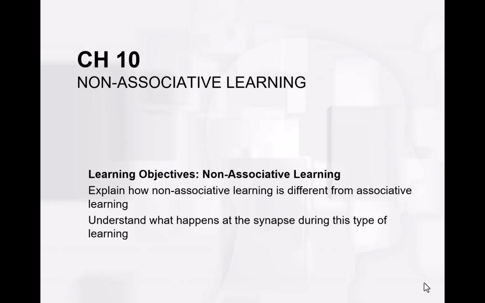We also want to understand what's happening at the synapse during this type of learning, because what we'll see in subsequent videos, when we start talking about long-term potentiation, is that there are some similarities between what's happening in non-associative learning at the synapse and what we're going to see in long-term potentiation.